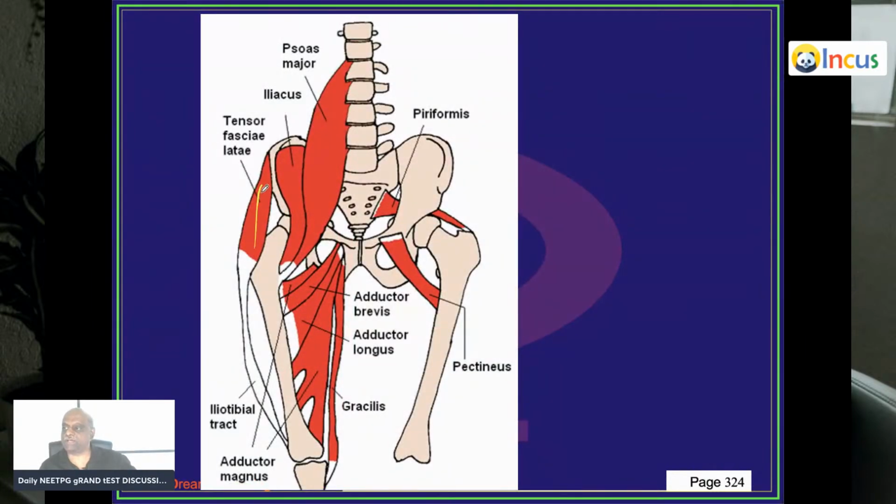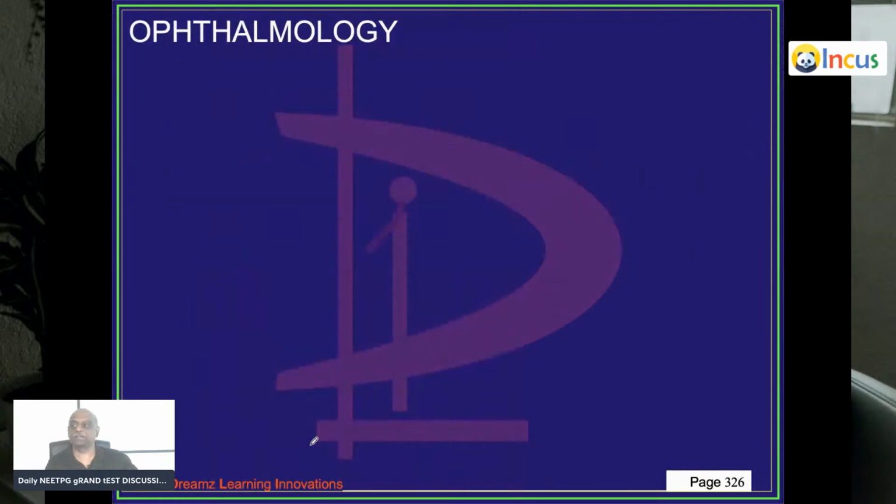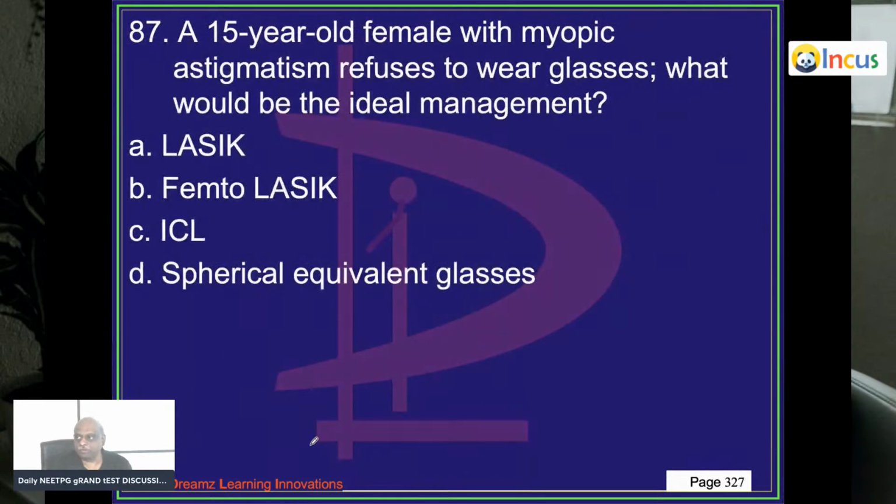So this is tensor fasciae latae, this is psoas, this is iliacus, this is adductor brevis, adductor magnus, adductor and iliotibial band. So all these things need to be good.